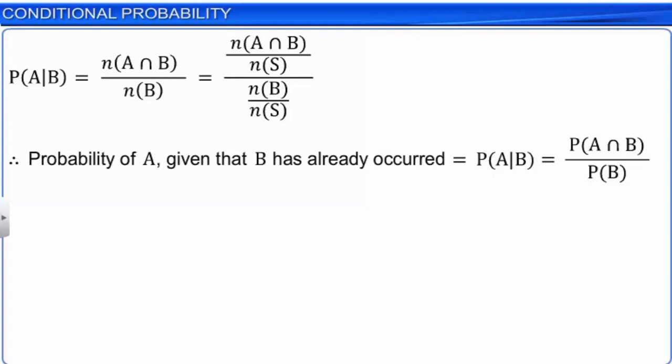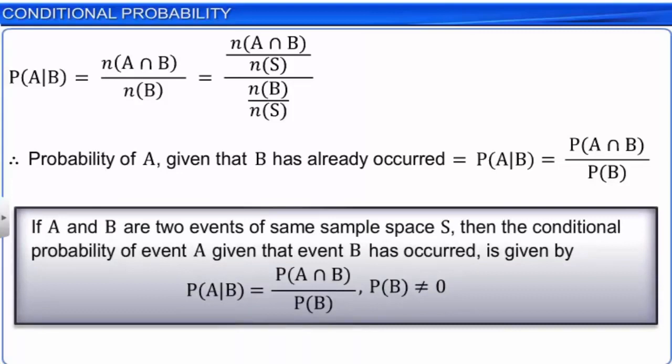Mathematically, conditional probability is defined as: if A and B are two events of the same sample space S, then the conditional probability of event A given that event B has occurred is given by the probability of A given B is equal to the probability of A intersection B divided by the probability of B, where the probability of B is not equal to 0.